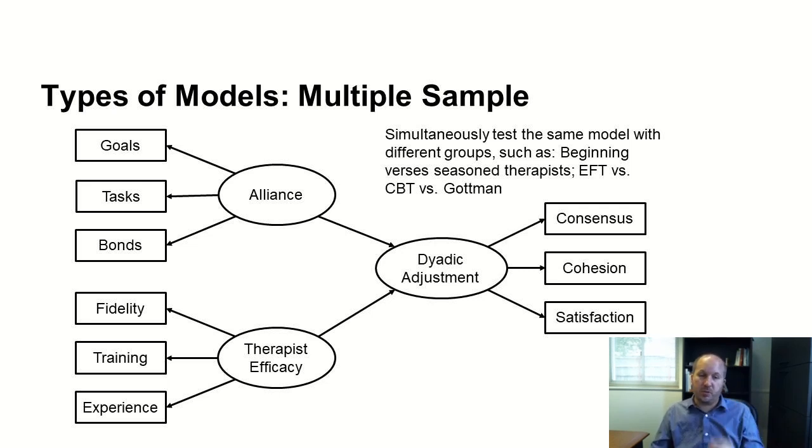This is really cool stuff where we can look at the differences between models and groups of people. It's also a way to get at moderation, because you can look at how models moderate these relationships. But multiple sample SEM, we'll cover this later in the semester as well.